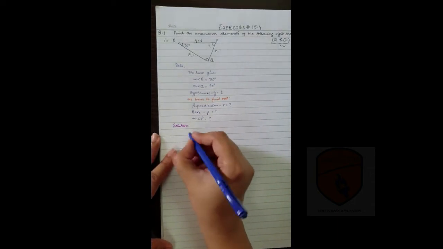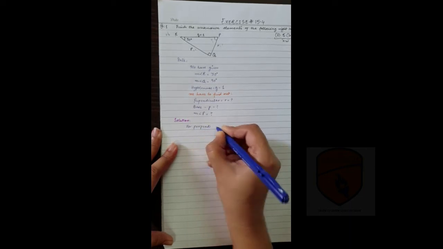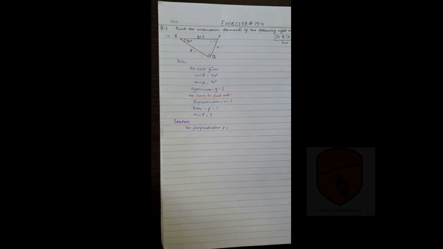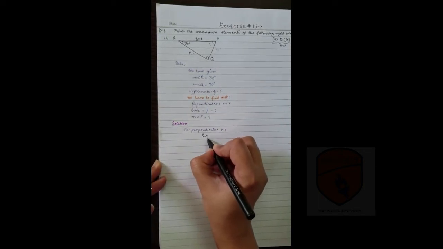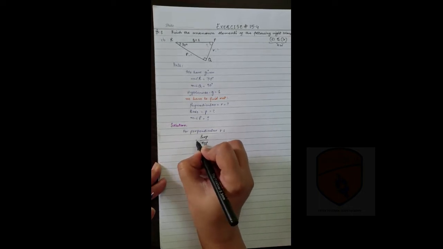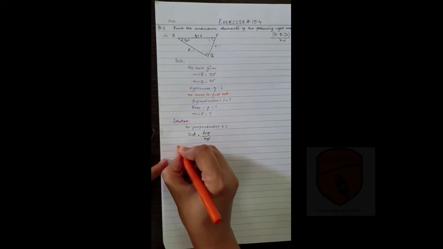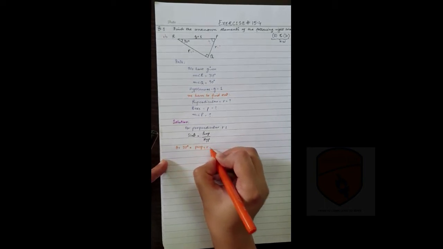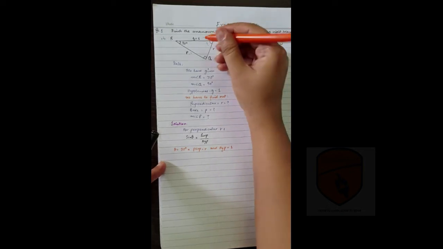Solution. Now for the perpendicular r, we know that we are given the hypotenuse here, right? So perpendicular over hypotenuse is sine theta, right? Here theta will be 30 degrees. The perpendicular is r, which we have to find out, and the hypotenuse is equal to 1. We are given hypotenuse q equal to 1.